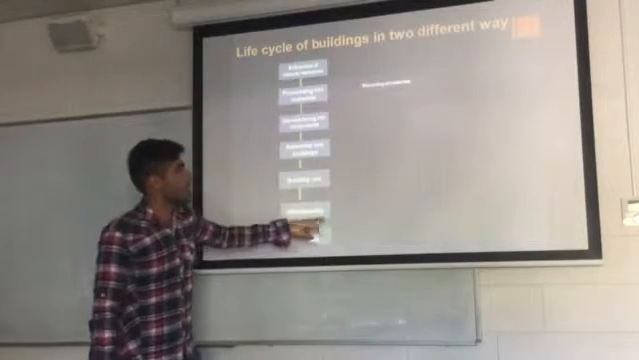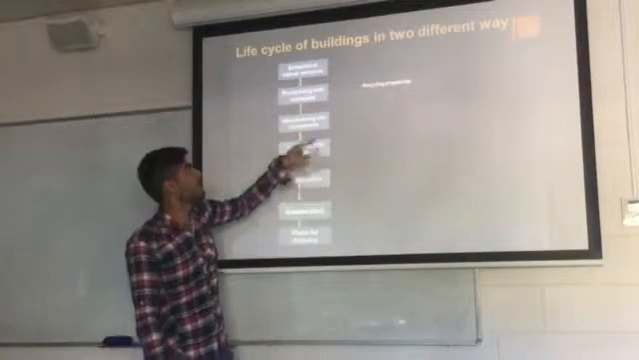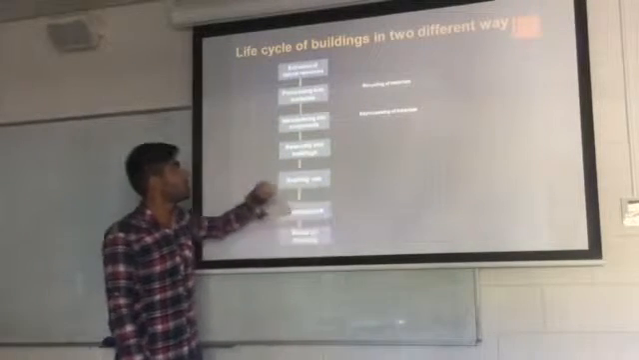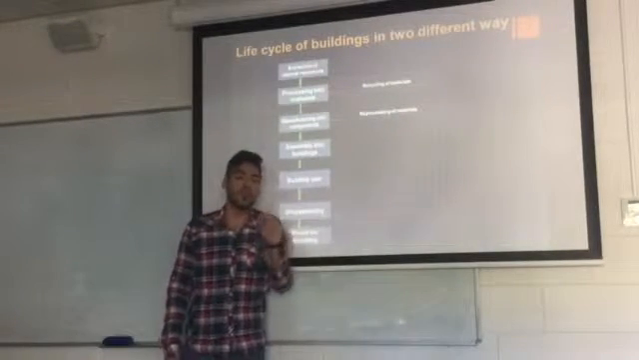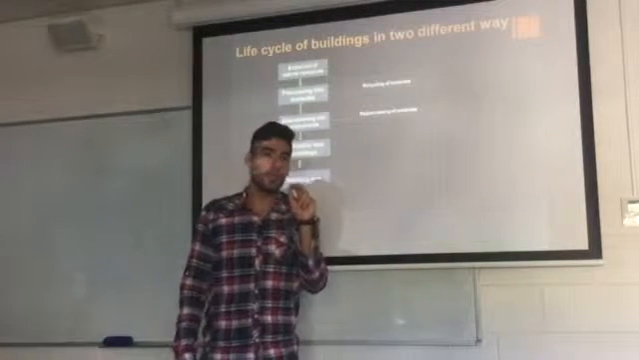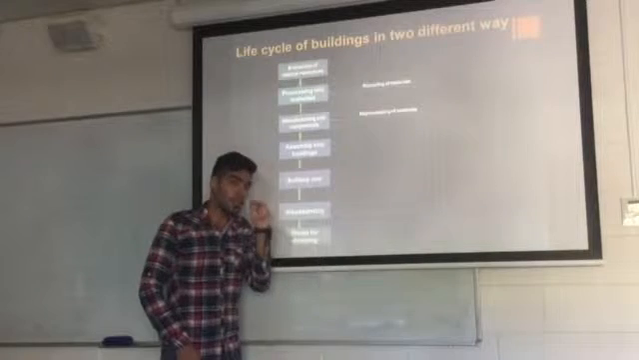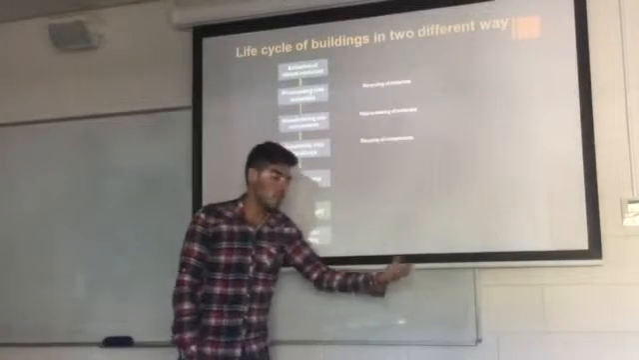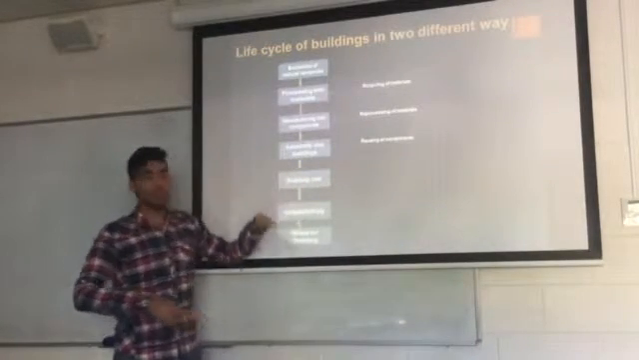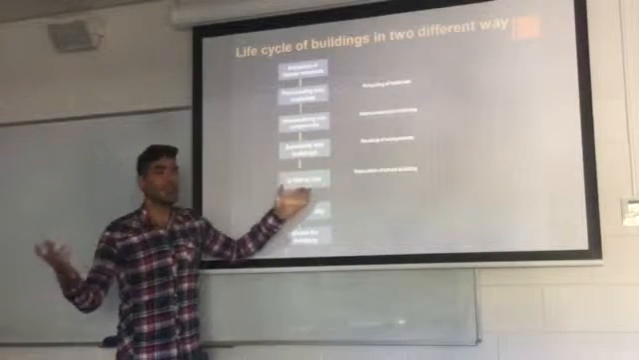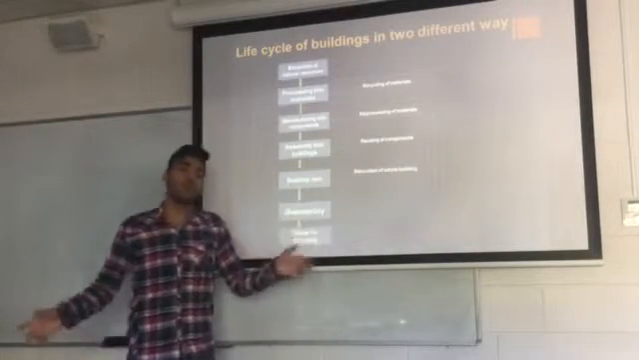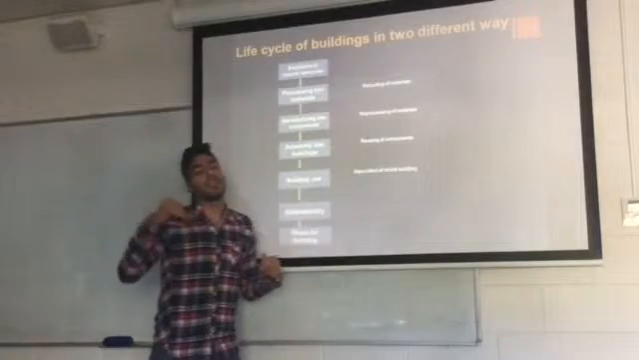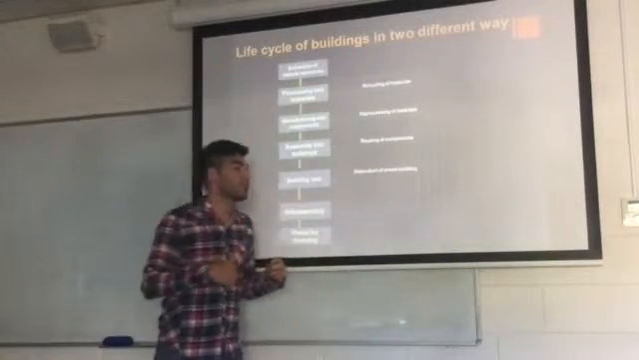First step, after disassembly, we can recycle our materials, processing into materials. After that, reprocessing of materials, manufacturing into components, good components for the building. After that, reusing of components. After that, we can assemble the components into a building, and after that we can relocate the whole building. You can go to another location with the same components as we used before in another building.